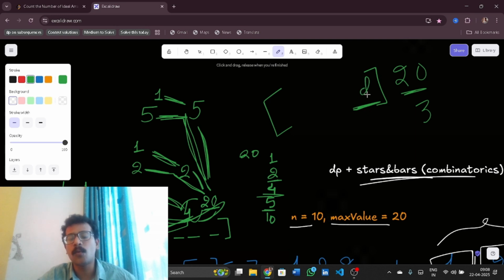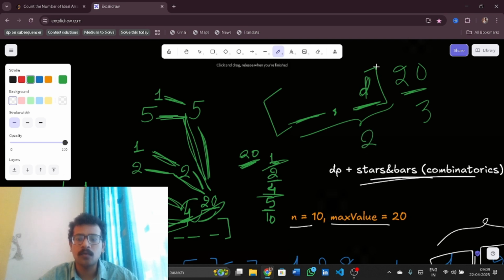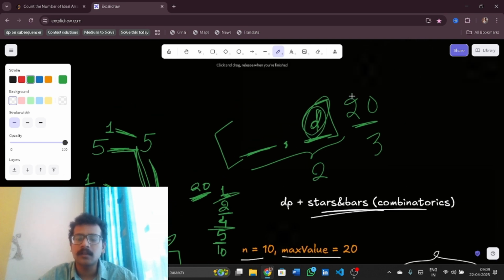What is this value? It is D. Why D? D is nothing but the elements which are divisible by something, like the factors of 20. So the factors of 20 are 1, 2, 4, 5, 10. These are all the values of D. Now I have some random values here, but what is the size? It is 2. And what is D? D is nothing but the factors of 20.